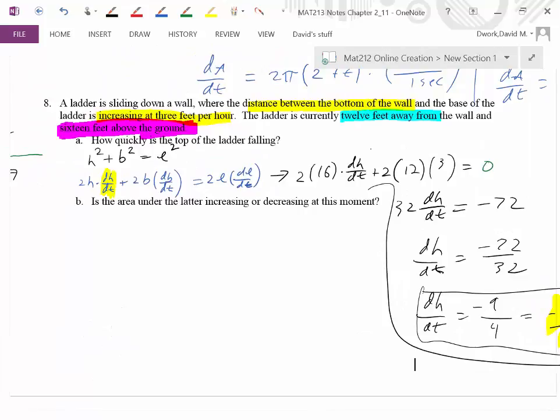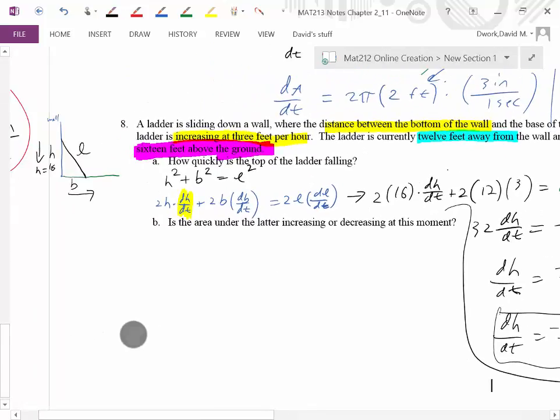Okay. Now, is the area under the ladder increasing or decreasing at this moment? That's another interesting idea. Well, if you want, you can go ahead and pause this video and give it a shot. But the question is asking us here, is the area under the ladder increasing or decreasing at this moment? So what they're asking us is how dA dt, how is the area changing, right? So what do we need? To be able to do that, we need the area formula.